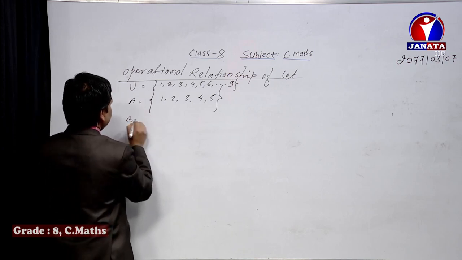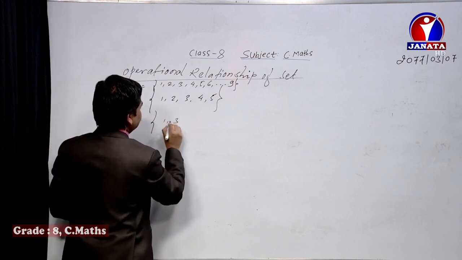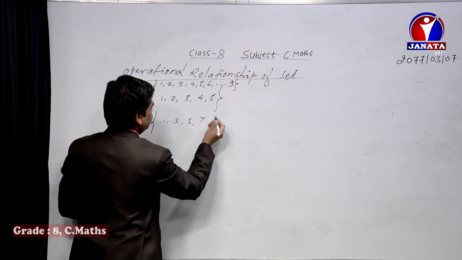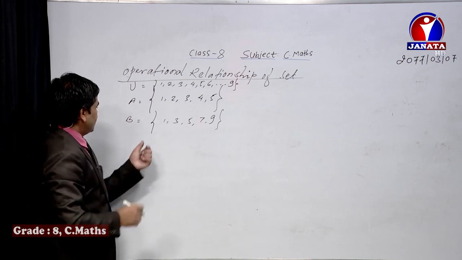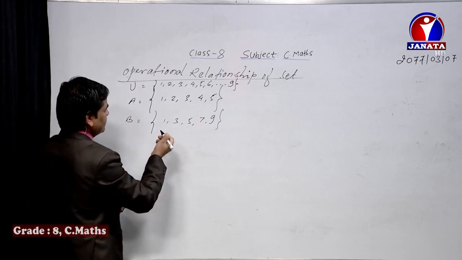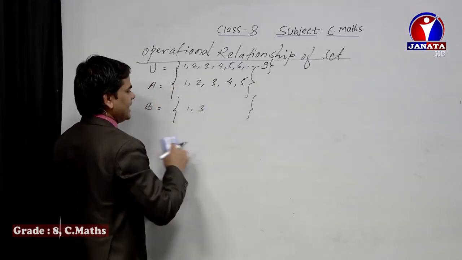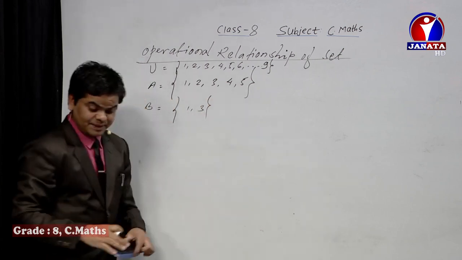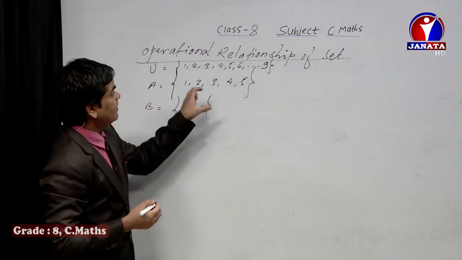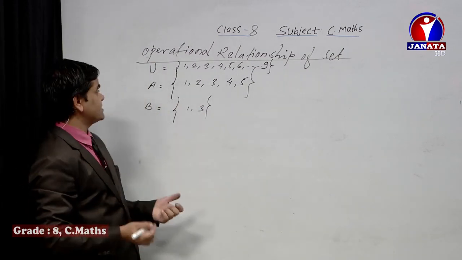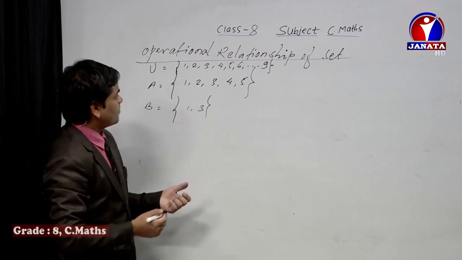Now let's take B. Okay, take another subset as B: 1, 3, 5, 7, and 9. Just only. I'm going to erase this one. Just only I will keep 1 and 3, so that it will be the relationship of proper and improper subset. If you have to keep these elements in a Venn diagram, what happens? What type of relation can be seen in case of improper subset and in case of proper subset?